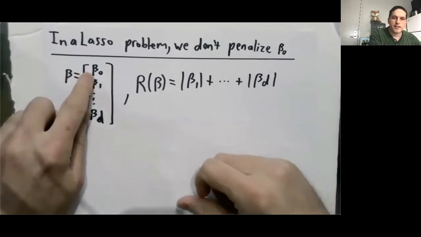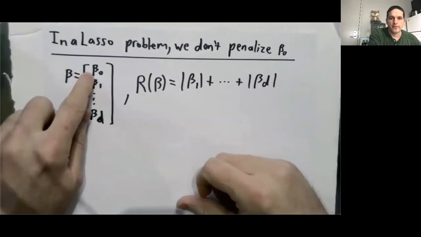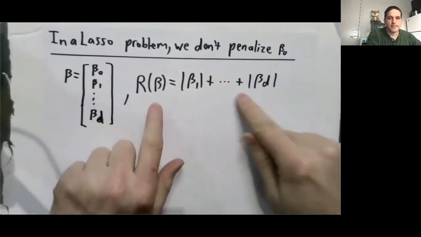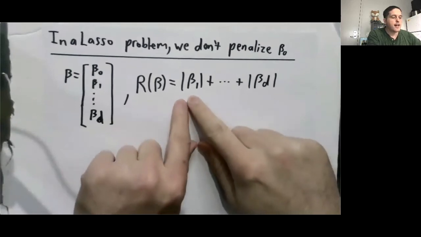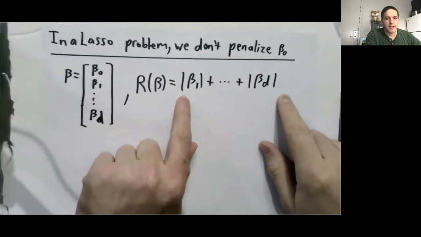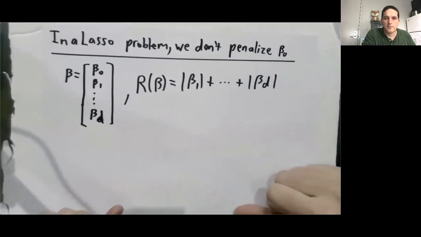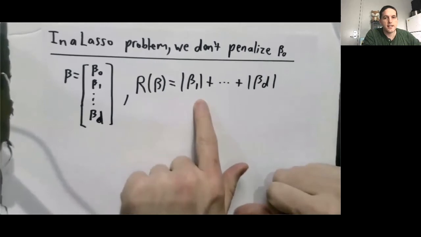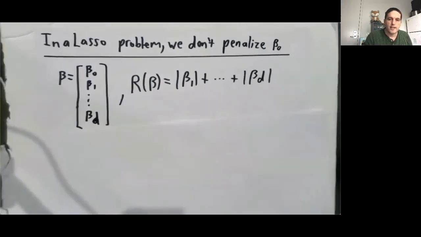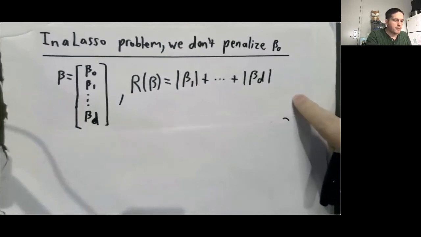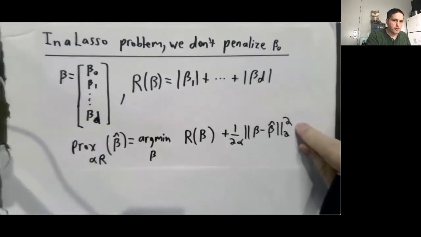This first component of beta, beta 0, is left free. So the regularization function that we use is defined like this. Here we have the sum of the absolute values of all of the components of beta except for beta 0. Beta 0 is left free. So we also need to know how to compute the proximal operator of this modified regularization term, which does not include beta 0. To evaluate the proximal operator of this modified regularization function, we have to solve this optimization problem.